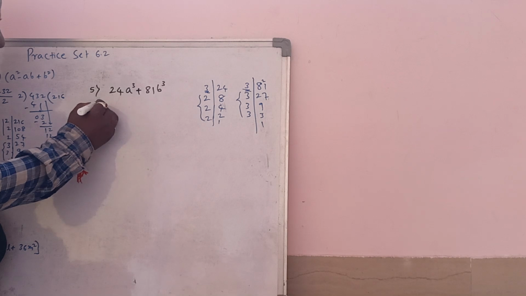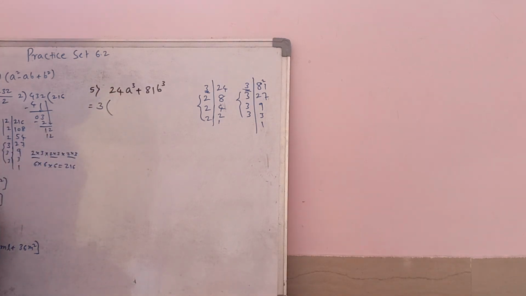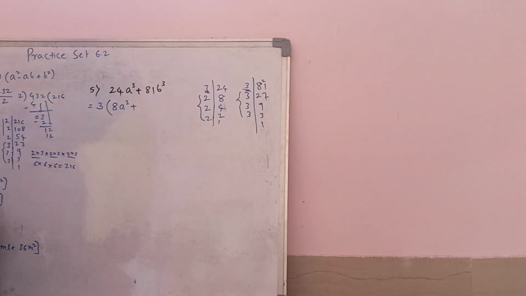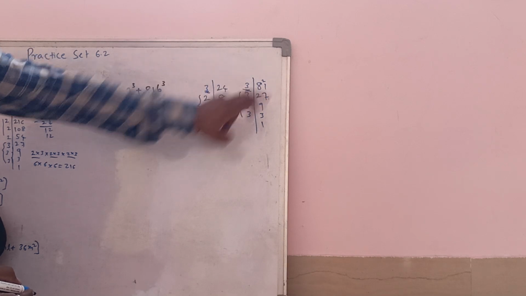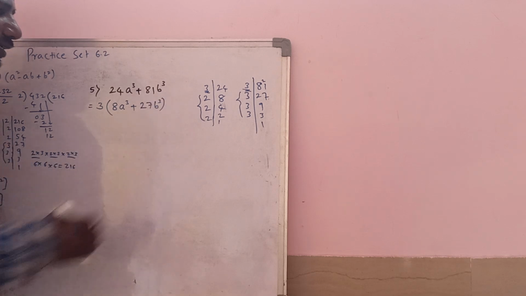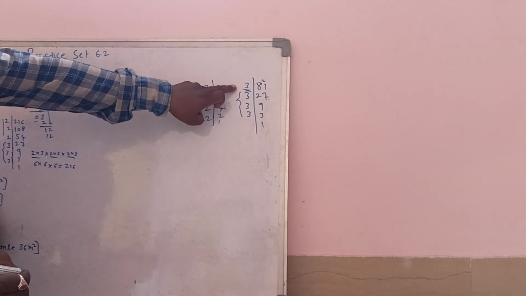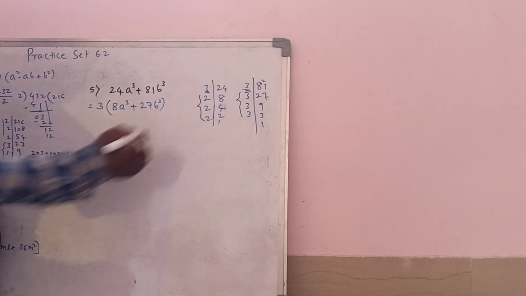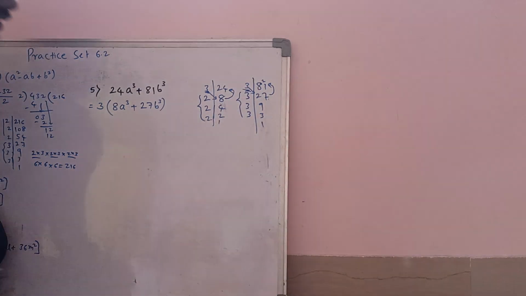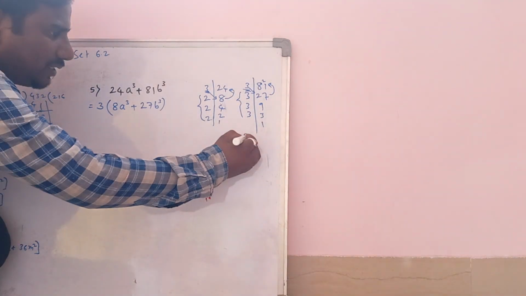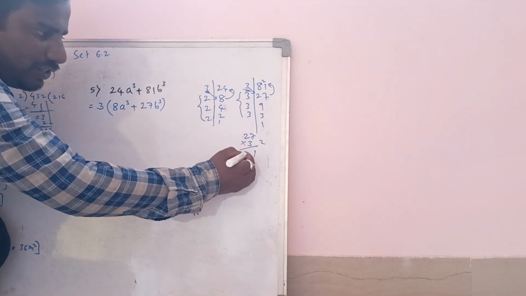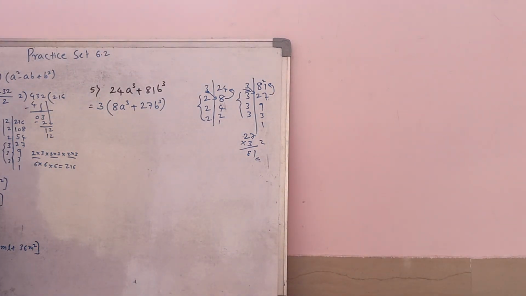Equals to 3 common. 3 how many is 24? 3 8s are 24, a cube as it is, plus 3 how many is 81? Can I write 3 27 b cube? Just check it out, 3 8s are 24, likewise 3 27s are 81, isn't it? Sorry, just check it out, 27 into 3, 3 7s are 21. Isn't it clear? Okay, you understood clearly.